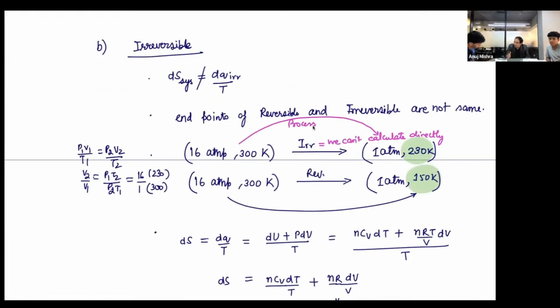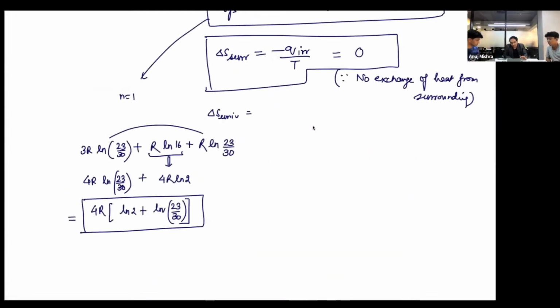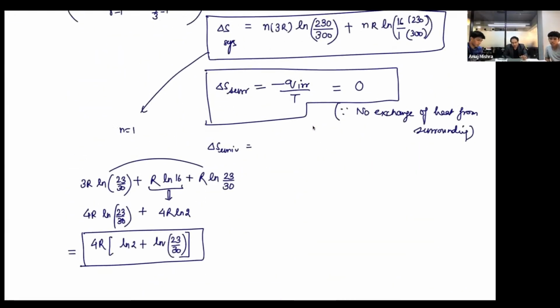V2 by V1 is V1 by V2 here. So what is the answer? 16, like minus nR and then that's 16. And which is ln 16? 4 ln 2. 4R ln 2. Very good. So your answer for the last phase will become 4R ln 2.